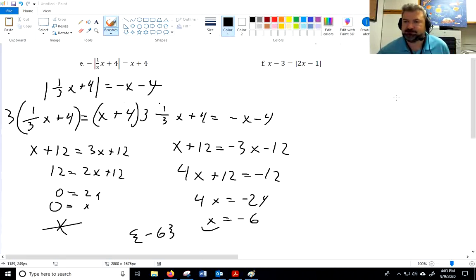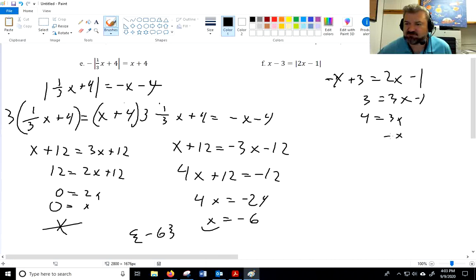Okay, last one. We'll remove the absolute value bars, make it equal to negative x plus 3 equals 2x minus 1, giving me 3x minus 1 equals 3. So 4 equals 3x, so x equals 4/3. And that one is not going to work, because 4/3 minus 3 will be a negative number, and absolute value can't equal a negative. Let's try the other one.